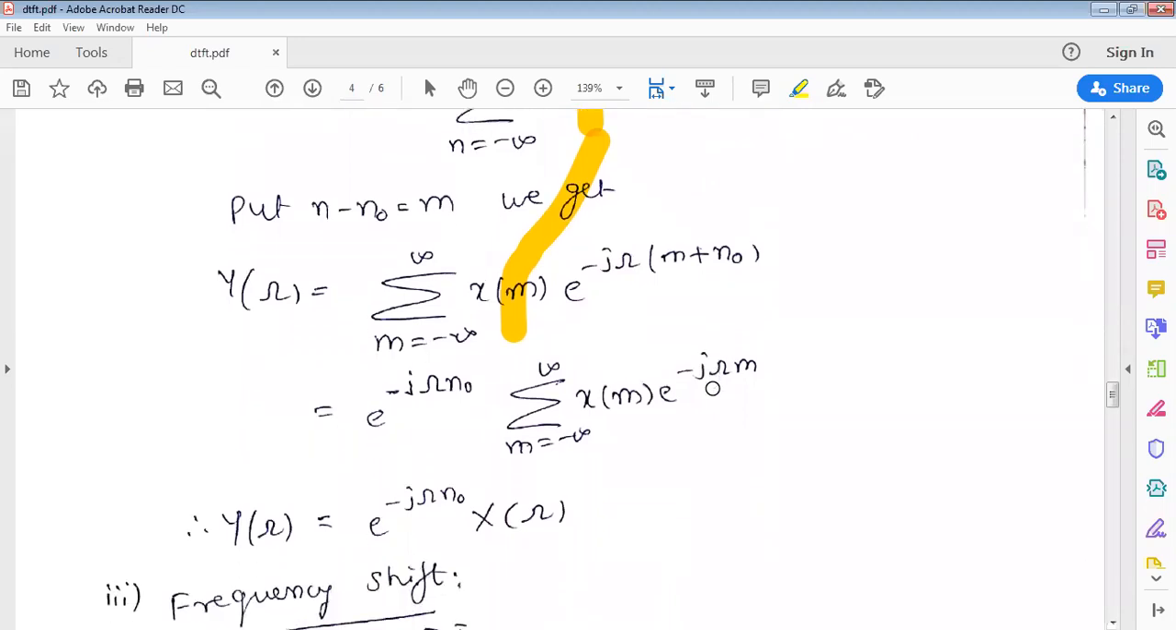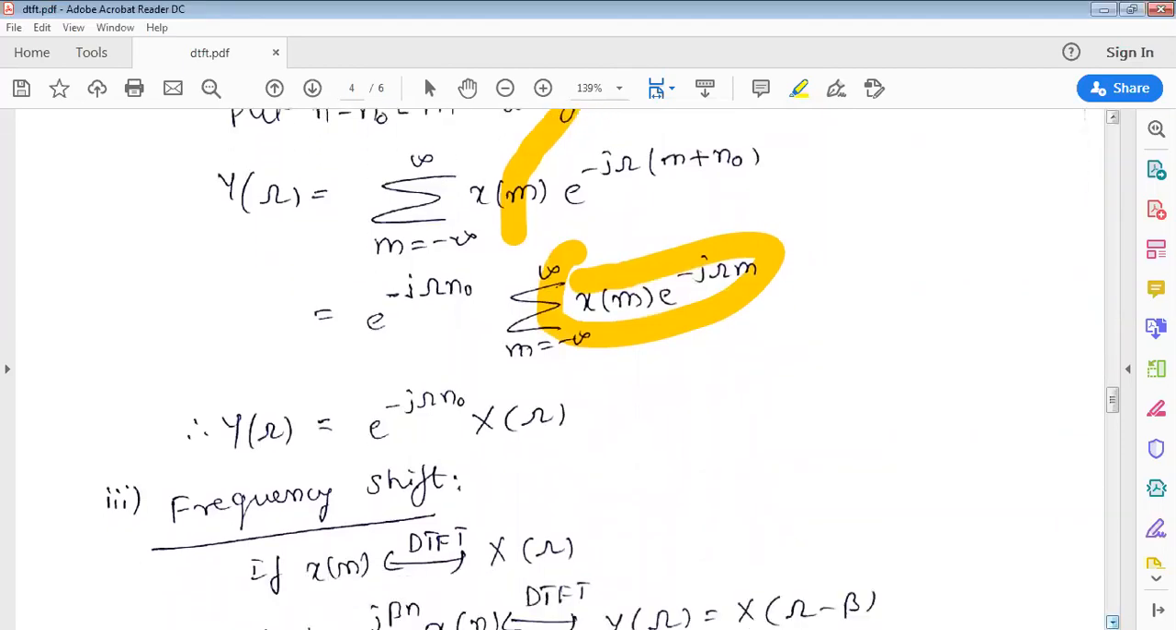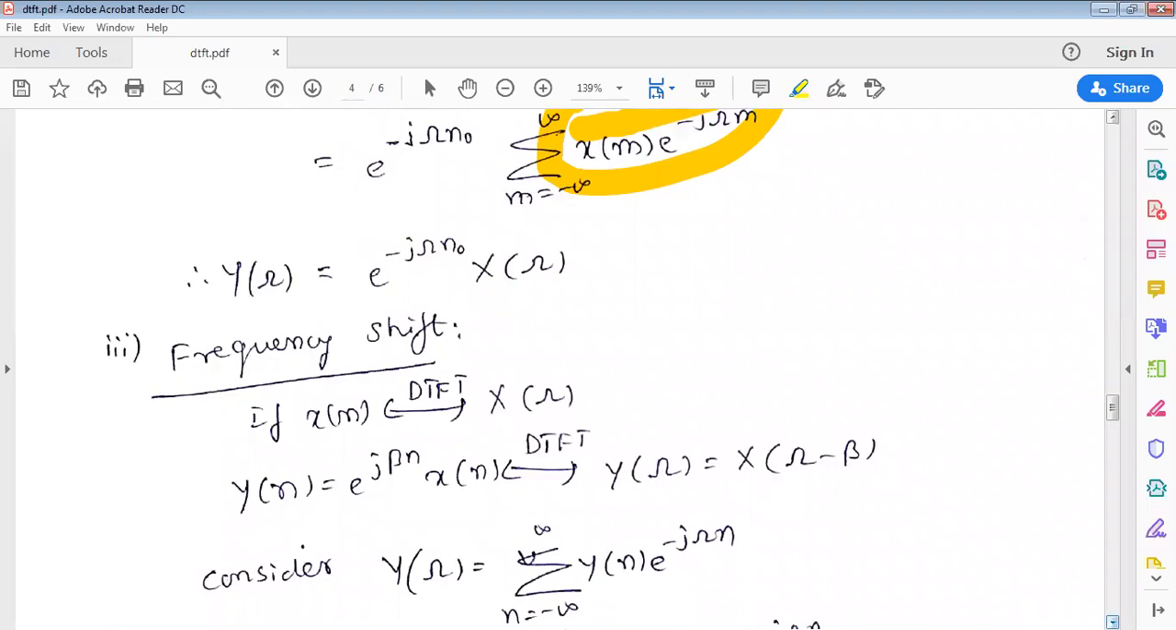Therefore, what happens? The quantity on the right hand side here, whatever I have done here, it is nothing but x of omega. And this quantity I'll multiply by e power minus j omega n naught, and this gives me y of omega. Any doubt? Are you able to follow? Any doubt you have? Did you follow this step?